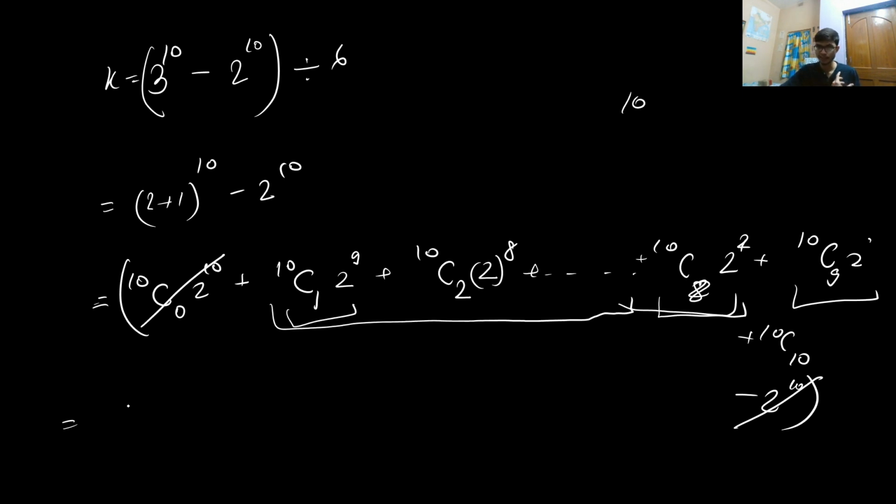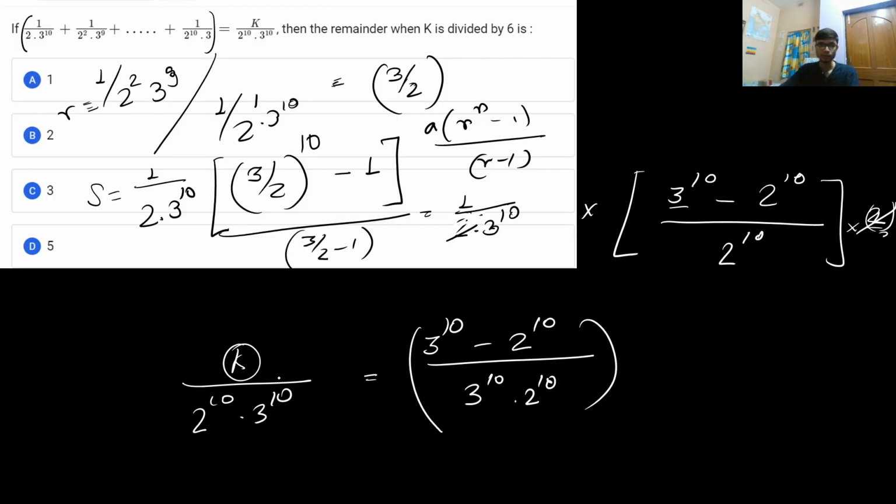That means the last term which is left out can be written as 6 multiplied by something plus 20, and if you divide 20 by 6, the remainder will be equal to 2. So the remainder for this problem, when the number k is divided by 6, is equal to 2. So the right answer to this problem is option B. I hope this problem is clear.